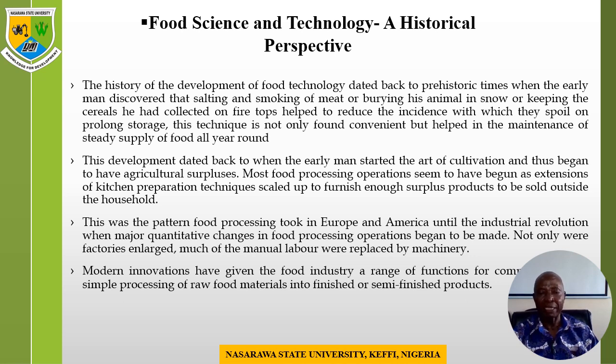This development dates back to when early man started the art of cultivation and thus began to have agricultural surplus. Most food processing operations seem to have begun as extensions of kitchen preparation techniques, scaled up to furnish enough surplus products to be sold outside the household. This was the pattern of food processing in Europe and America, those developed countries, until the Industrial Revolution, when major quantitative changes in food processing operations began to be made.